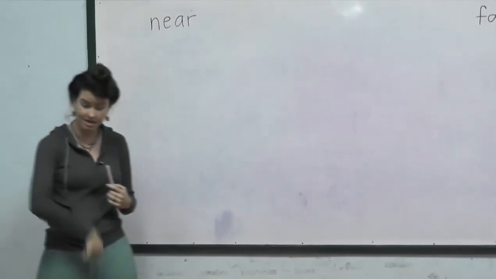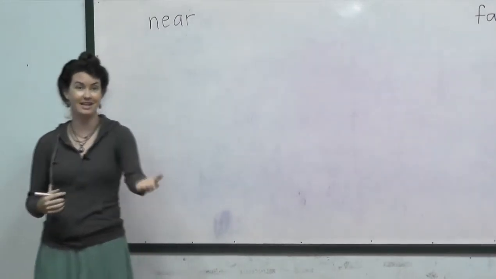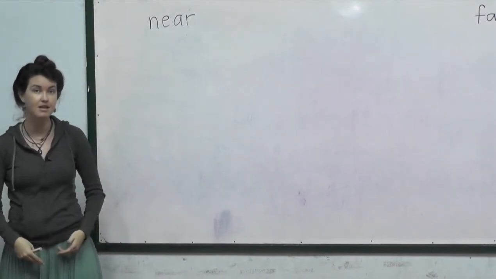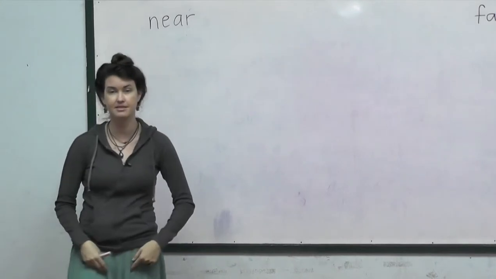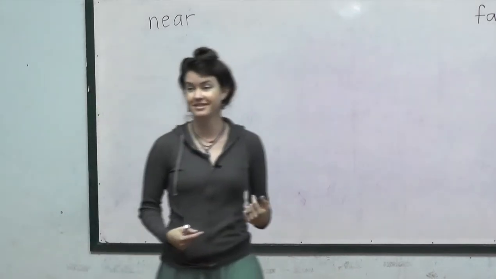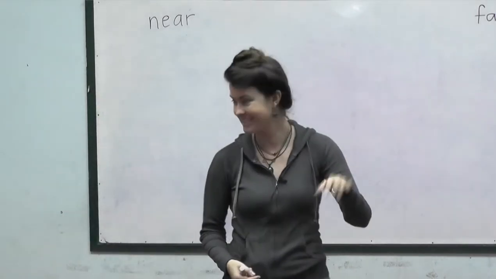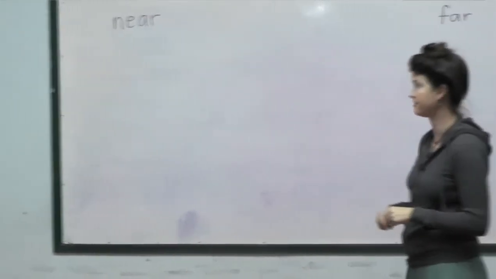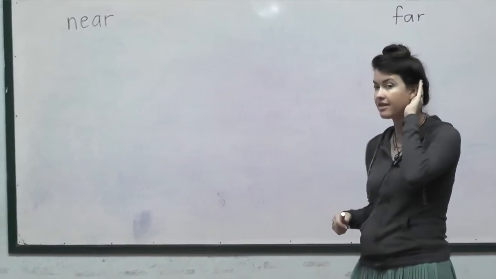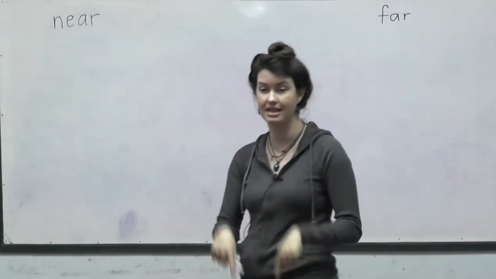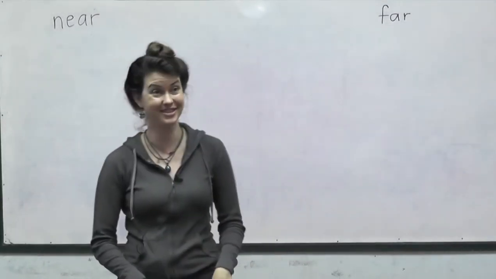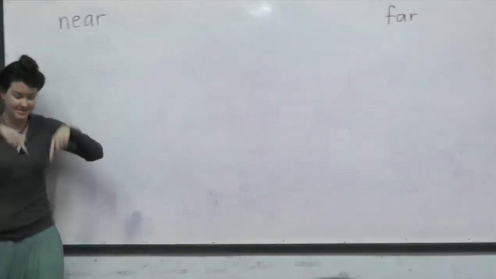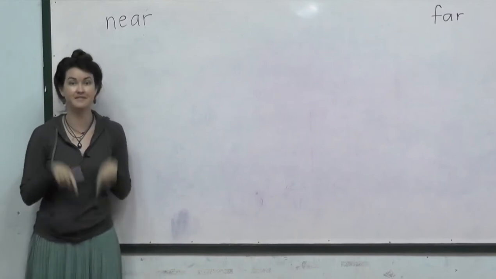Like come here, please. We're usually asking someone to come close or near to us. We say, come here, please. Here sounds the same as hear, like how we hear with our ear, but it's talking about right here. They do rhyme. Here, ear. Here is very close to us.